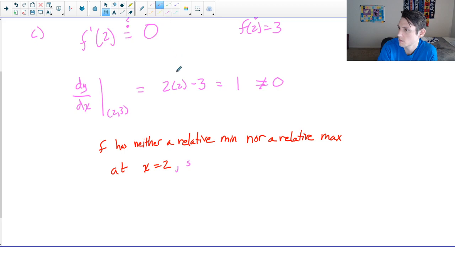Oh, can I get red? How do I know that? Since f prime of 2 equals 1, which is not 0.